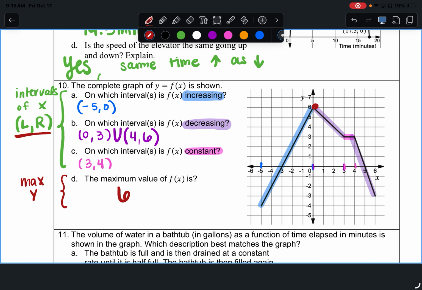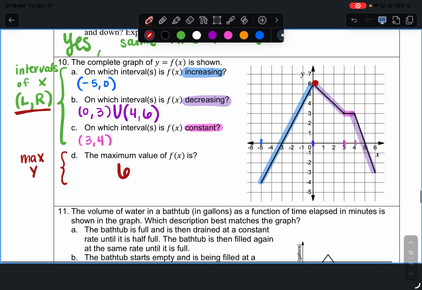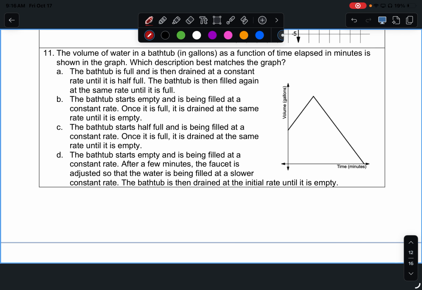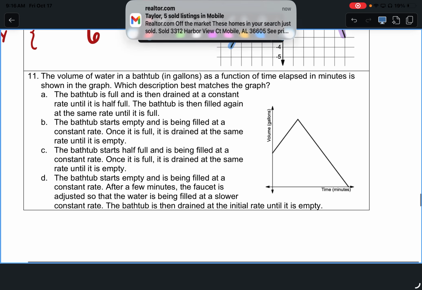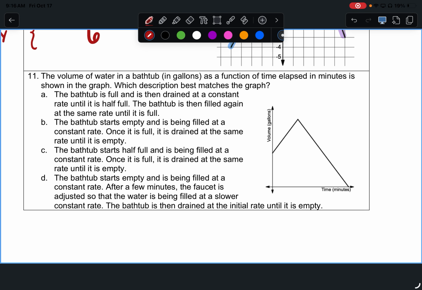All right. So the next question we're going to do, we're going to look at a few questions similar to the graphing story questions on Delta Math. Okay? We're going to look at a graph and think about the context. So here we have the volume of water in a bathtub in gallons as a function of time elapsed in minutes shown on the graph. Which description best matches the graph? Okay, so over here it shows we have our volume of gallons in the bathtub over our minutes. So that is what we're trying to get in context.